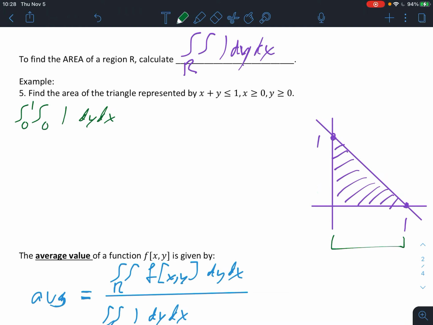So that diagonal line, if we solve this for y, would be y equals 1 minus x, or negative x plus 1. I'm just going to write it as 1 minus x. So the y bounds would be 0 to 1 minus x.